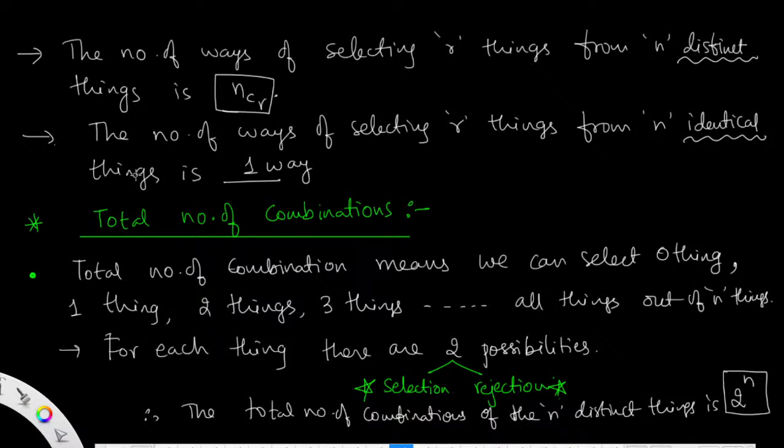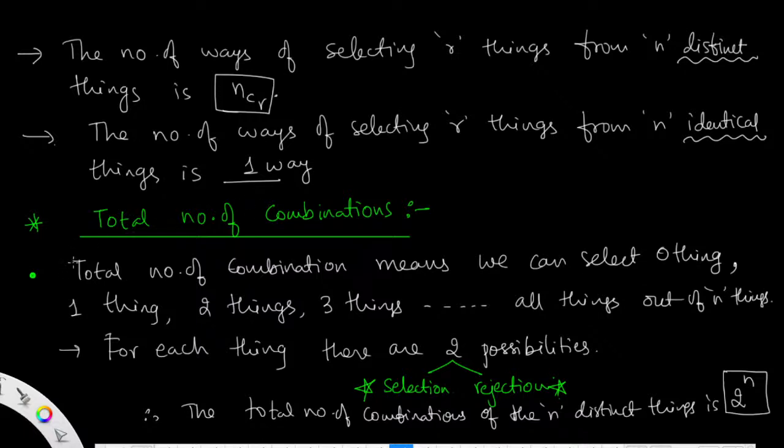Next, the second formula is the number of ways of selecting r things from n identical things. We are taking n things and all are similar. How many ways can we select? Only one way. All are similar, so we can select in only one way.